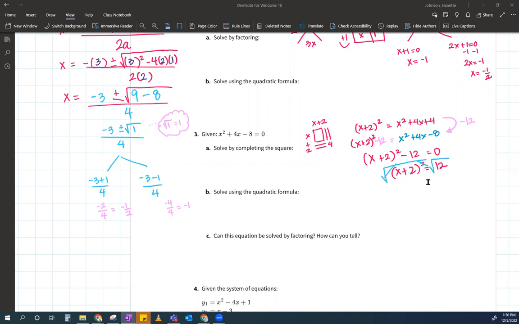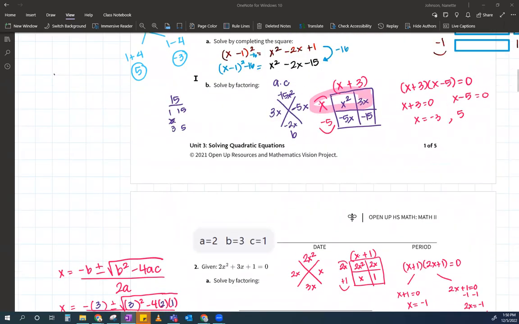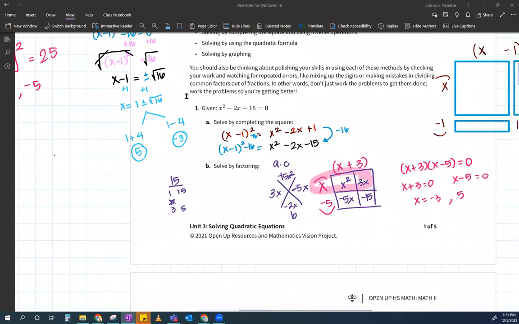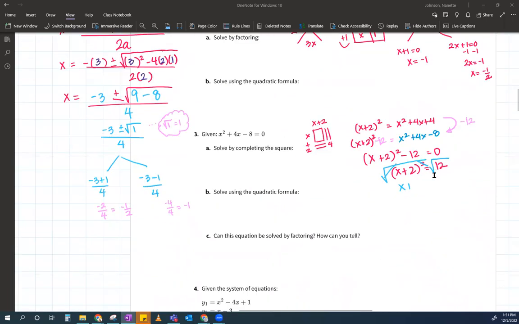And some of you are like, Miss Johnson, I don't know the square root of 12. For right now, that's okay. Just leave them alone. Earlier, we had a nice and perfect square. It was the square root of 16. But over here, we have the square root of 12, which is not a perfect square. Okay, so then I'm going to subtract 2 from both sides.